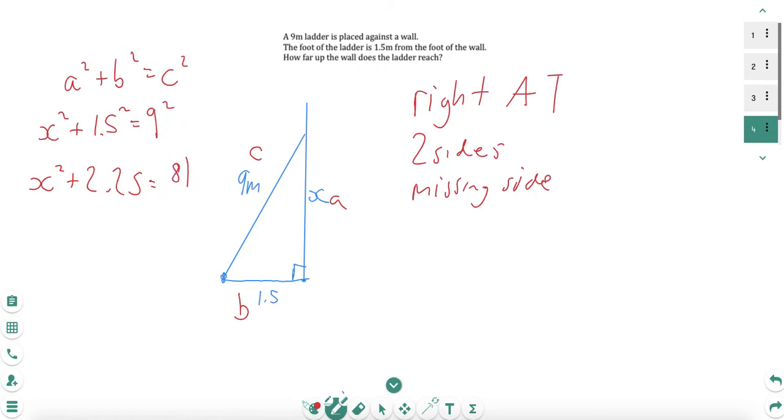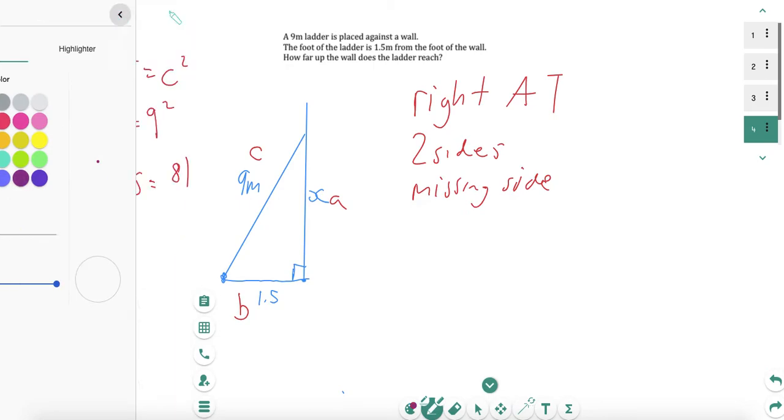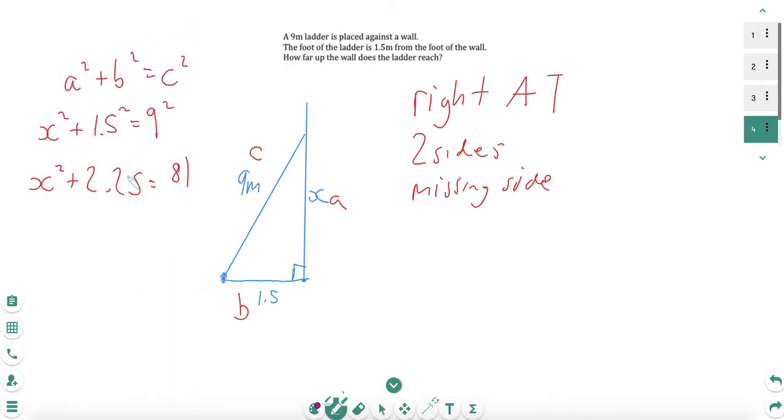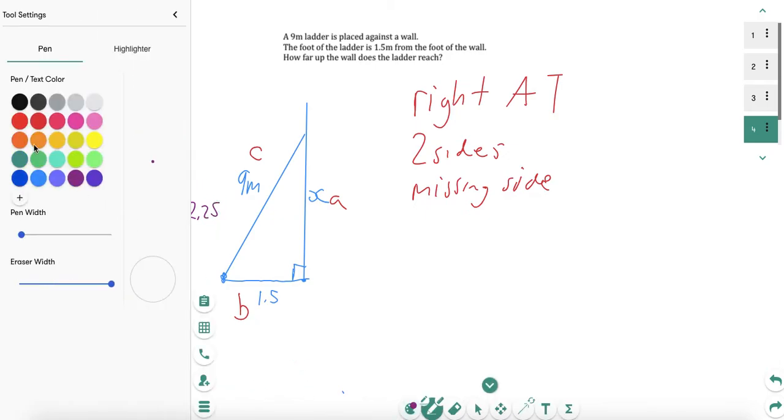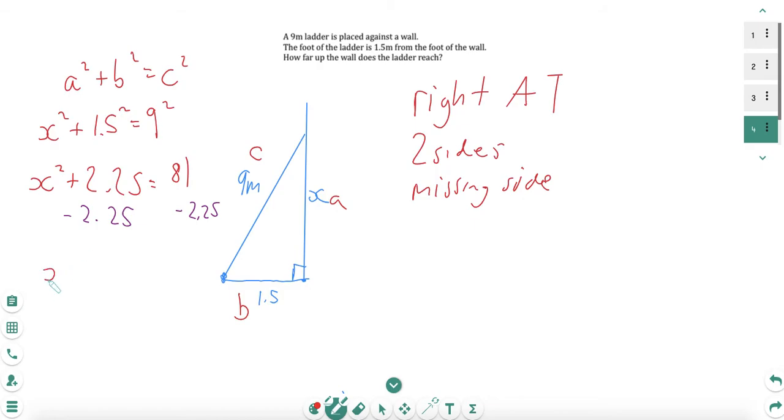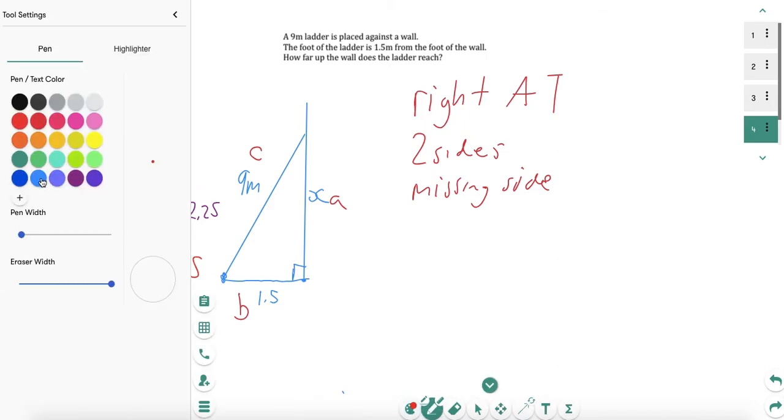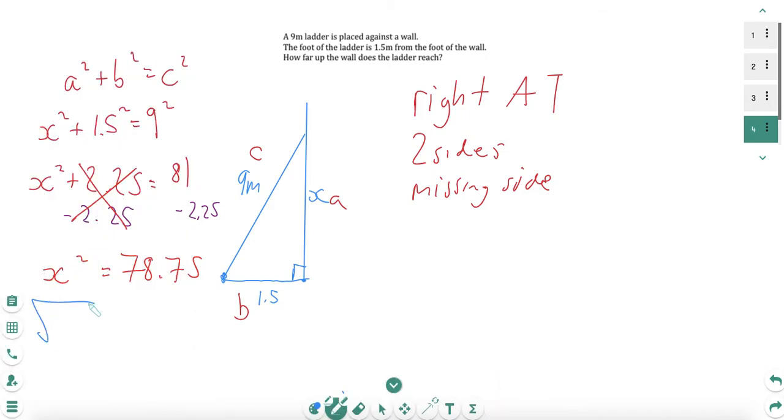All right, let's solve this by rearranging. Well, x is being squared, then being added by 2.25. So let's subtract 2.25 from both sides. So now we have x squared, this cancels out, is equal to 81 minus 2.25, 78.75. All right, to get rid of the square, we must do the inverse, which is square rooting. So let's square root both sides.